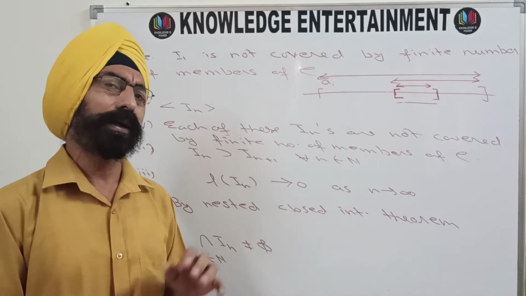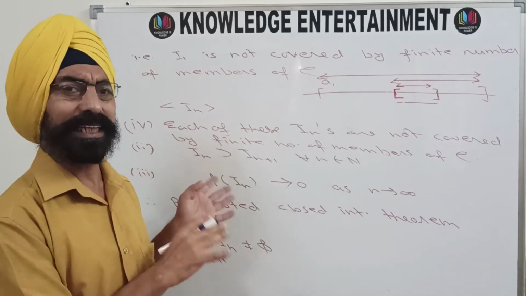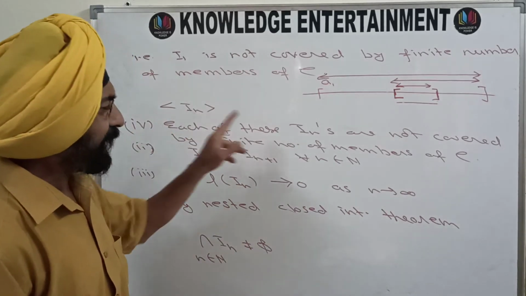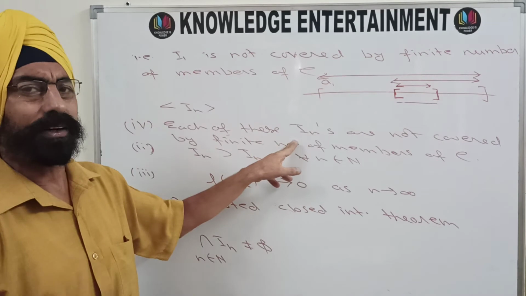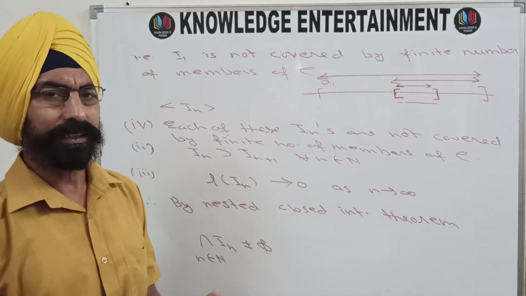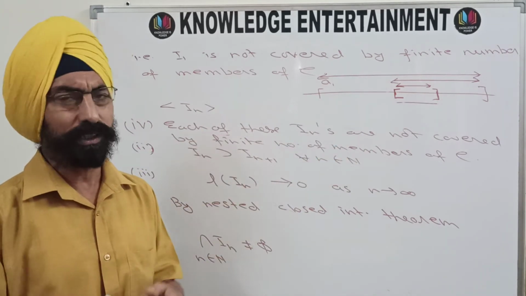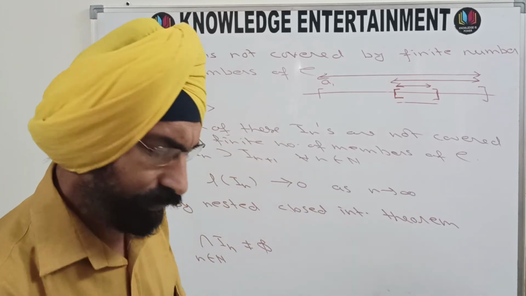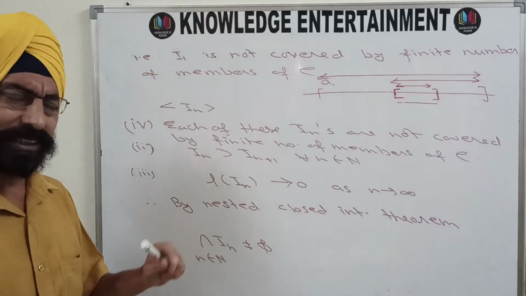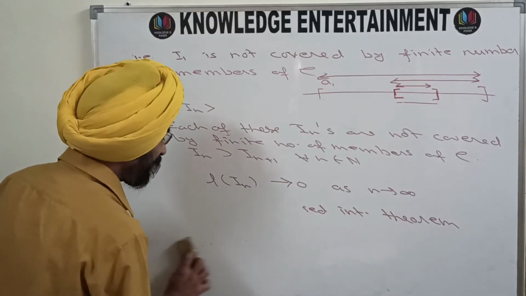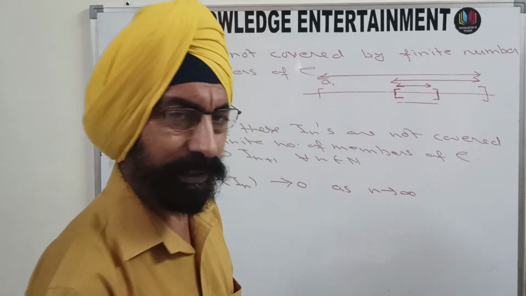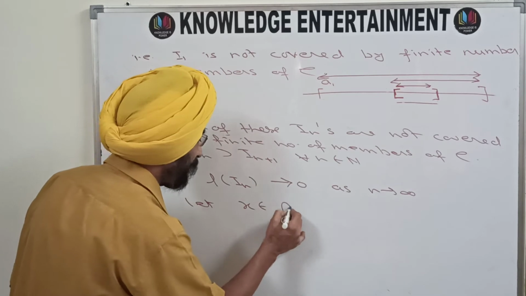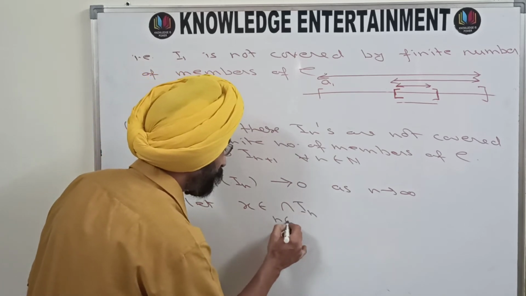Your I2 is not covered by a finite number of members of C. Your I3 is not covered by a finite number of members of C, and so on. Every In is not covered by a finite number of members of C. It may be I1000, it may be I10000, it may be any In. Now the intersection of In is not phi. Since the intersection of In is not phi, there must be some element. So let x belong to the intersection of In, where n belongs to N.